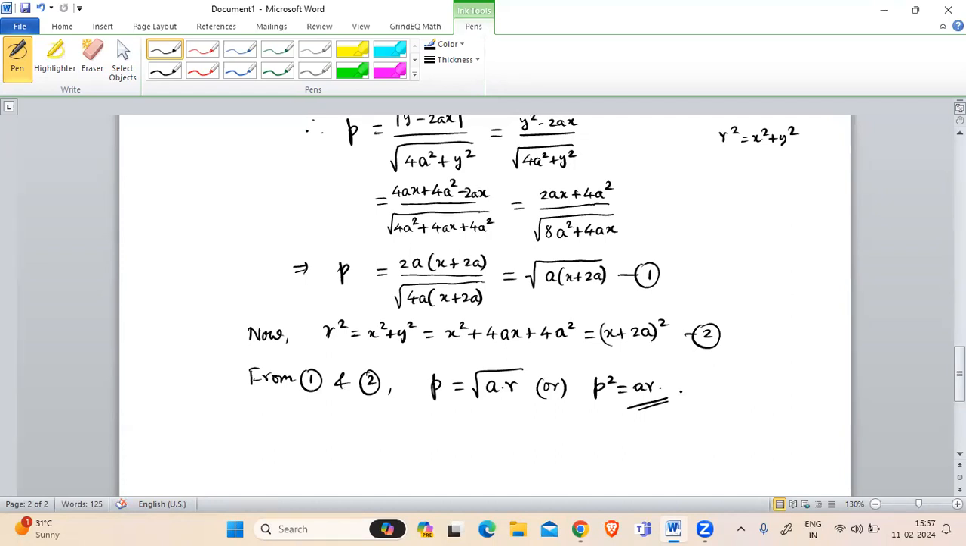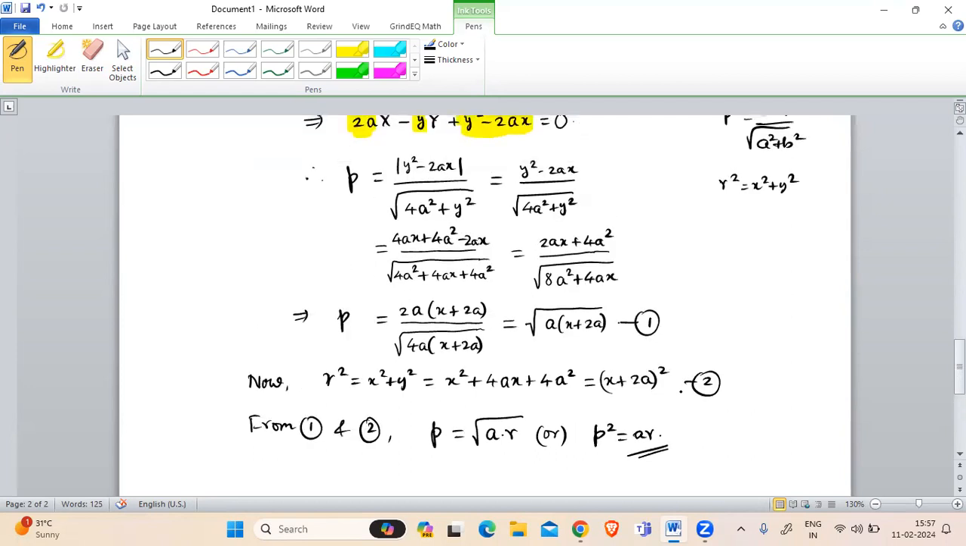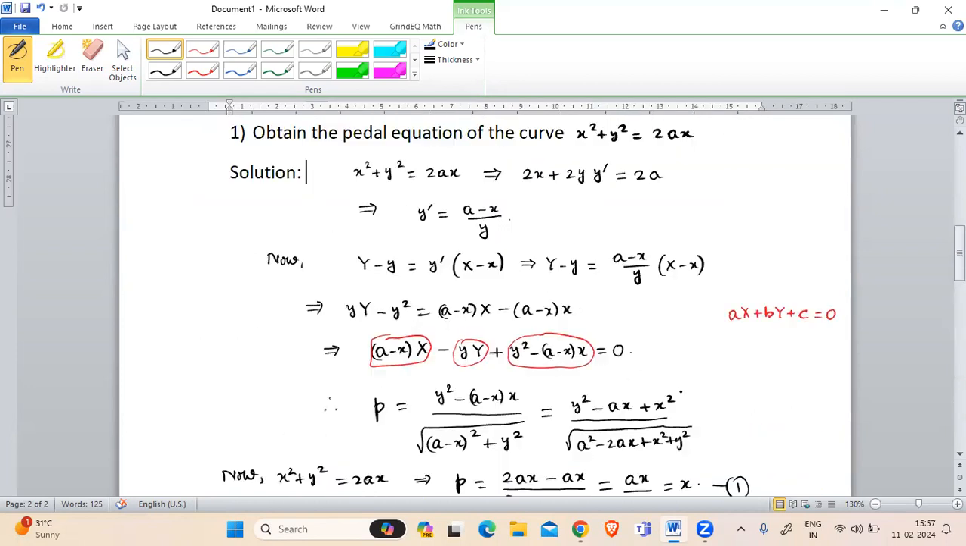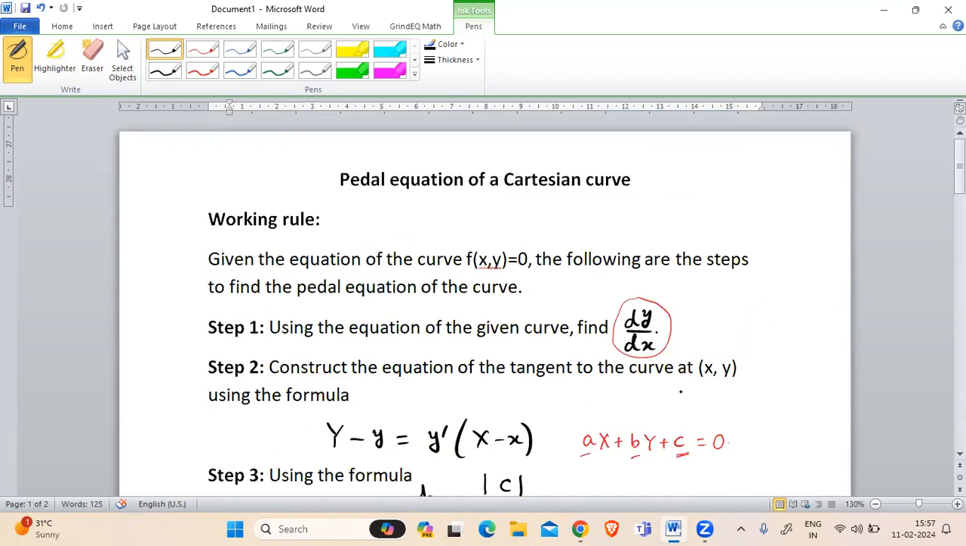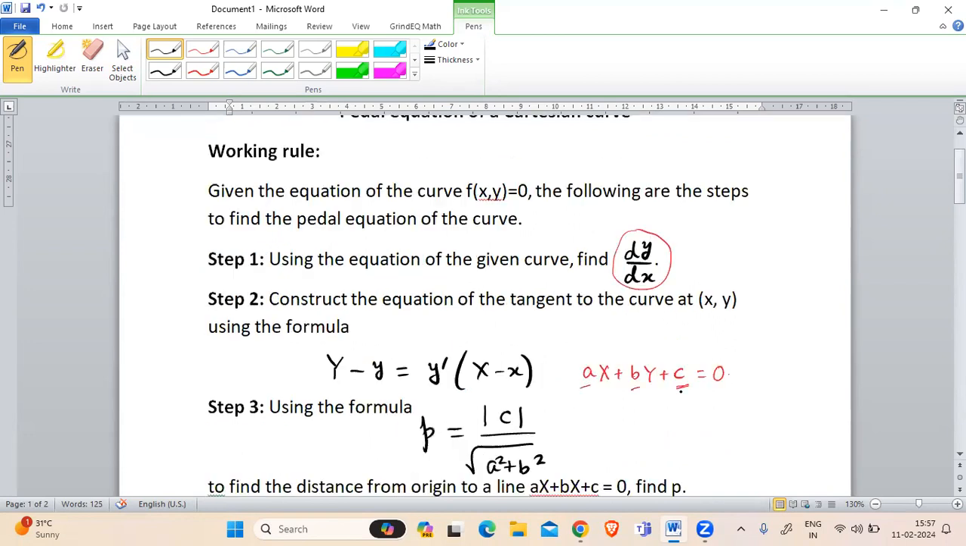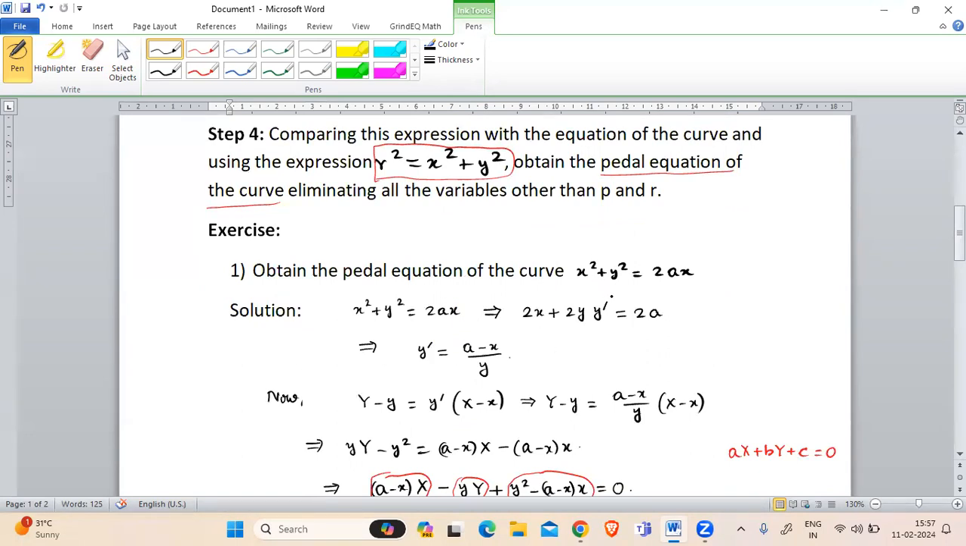Now this is the procedure involved to find out the pedal equation of a Cartesian curve. Of course, whatever procedure that I've taught you now is just one of the methods to do this. There is one alternative method which also works very well. In that method, as you know, finding the pedal equation of a polar curve is much easier compared to finding the pedal equation of a Cartesian curve. So given the equation of a curve, what you can directly do is rewrite this equation of the curve, which is in Cartesian form, in polar form by replacing x and y in terms of r and theta.